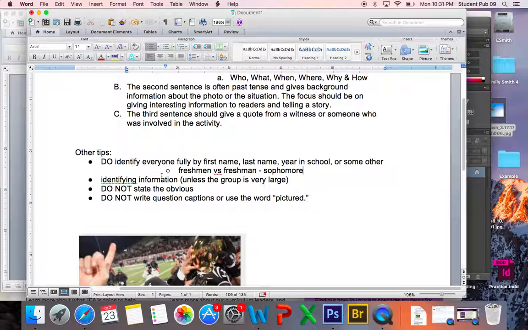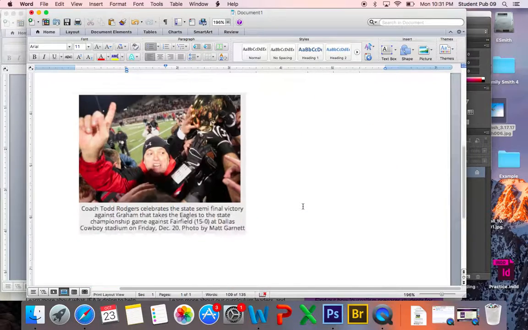You should identify everybody unless your group is 5 or more. Then you can identify them as an entity. But if there are fewer than 5 individuals, you should identify them by name. Do not state the obvious. Don't insult your reader. And as a journalist, you should never ask questions. Your job is to answer questions, and we don't ever use the word "pictured" because that's pretty self-explanatory.